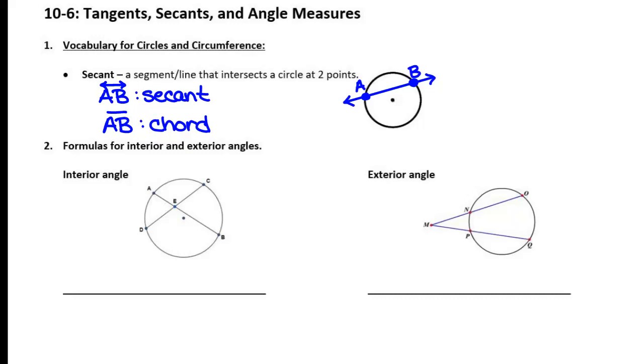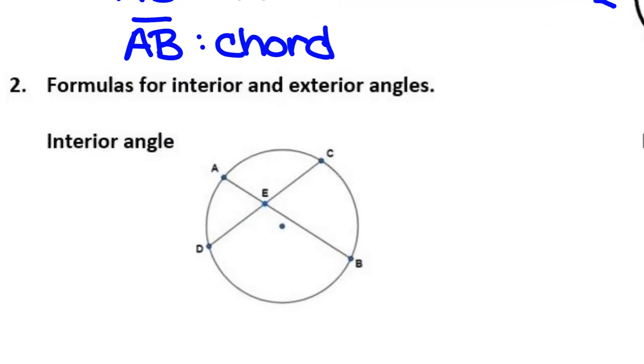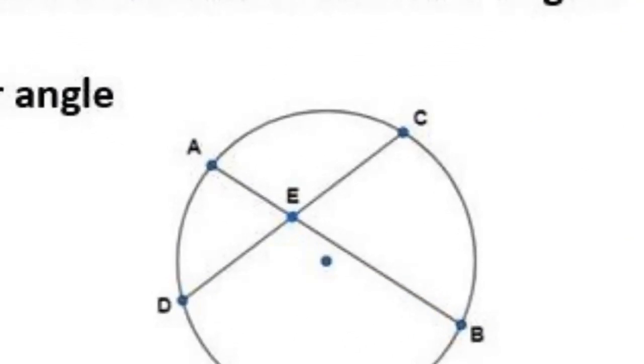We are going to learn some formulas for interior and exterior angle measures that are not central angles, not inscribed angles. So looking here where it says interior angle, let's go ahead and number these angles. I'm going to call this angle 1, angle 2, angle 3, and angle 4.